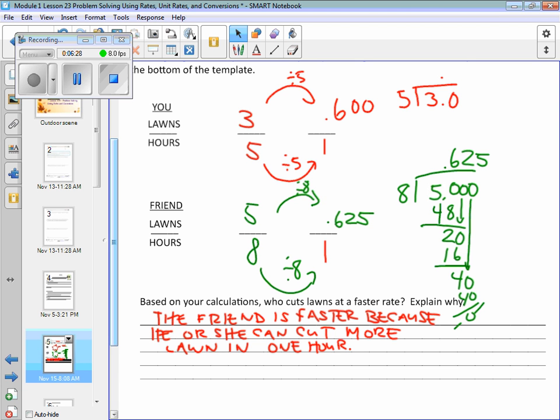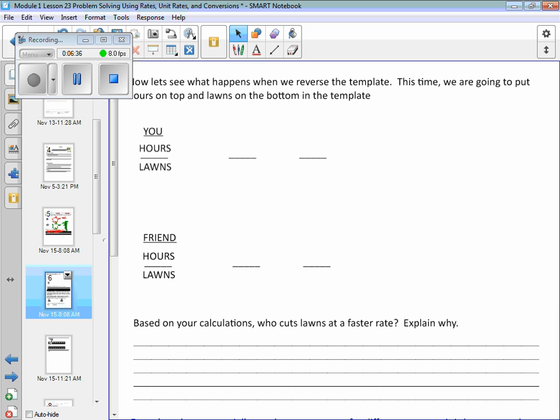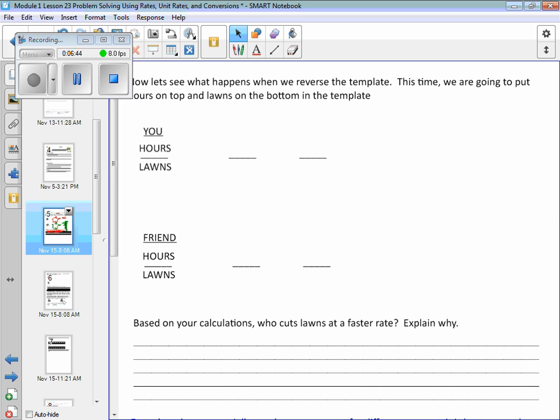Watch what we're going to do next. It's coming. In example 2, go to the next page. We're going to solve for the unit rate for lawns. We did hours on this page. We're now going to do unit rate per lawn. Now, if everything works out, we should still have the friend working at a faster rate, but we're having them work at a faster rate for a different reason, as you will see.